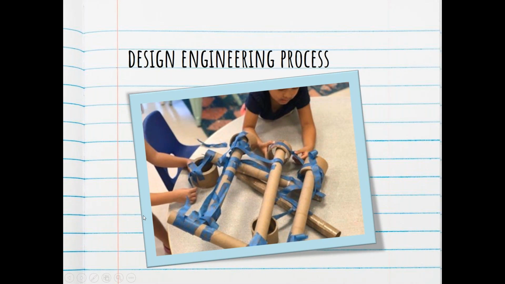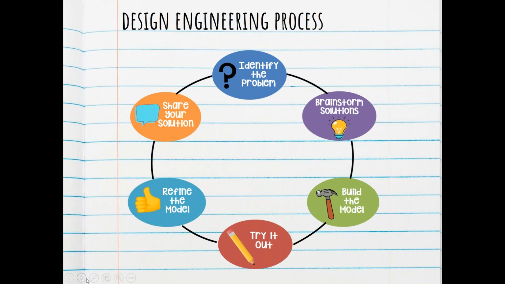So now we're going to talk about the design engineering process. What does that look like? So the first thing you want to do is identify the problem. So what is the problem that needs to be solved? Does something need to be fixed or does it need to be improved? How can it be better? So an example of this could be, how can we get materials from one place to another more efficiently?